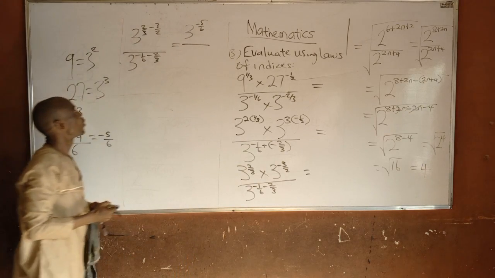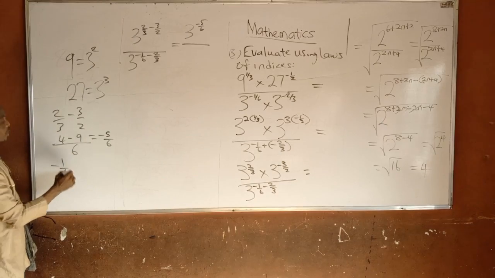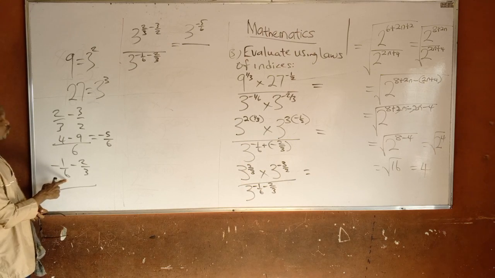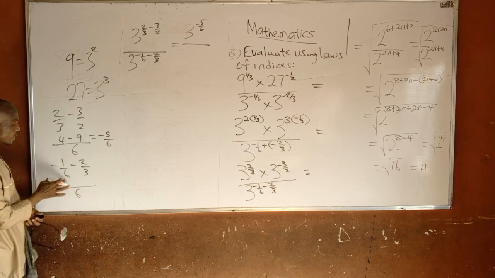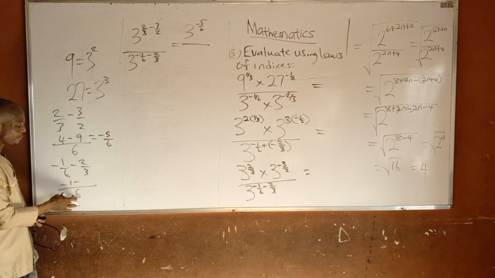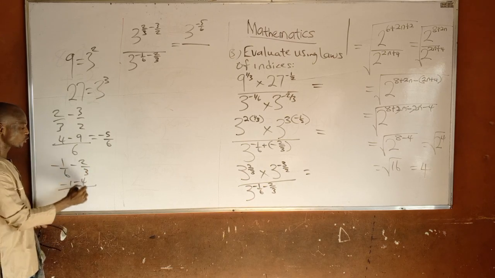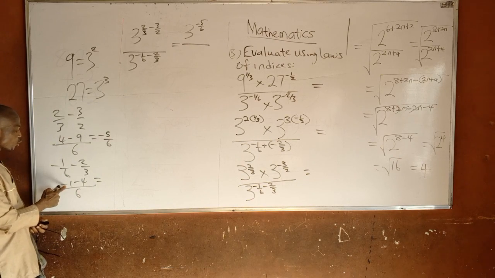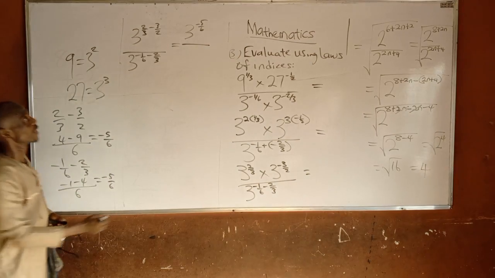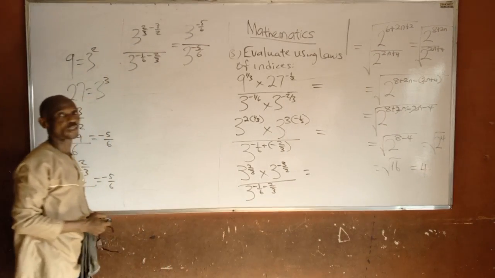All over. We are going to find this also: minus 1 over 6 minus 2 over 3. We look for the LCM. The LCM of 6 and 3 again is 6. 6 divided by 6 is 1, 1 times minus 1 is minus 1. Then we have 6 divided by 3 is 2, and 2 times 2 gives us 4. Minus 1 minus 4 gives us minus 5 over 6. So we now have 3 raised to power minus 5 over 6.